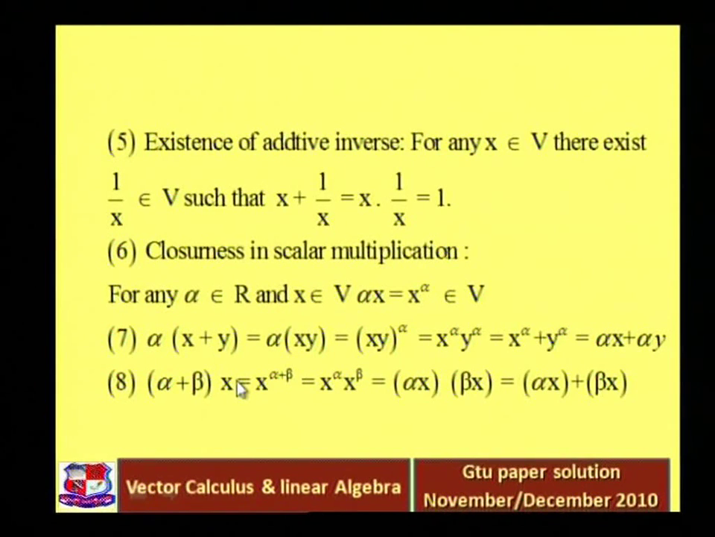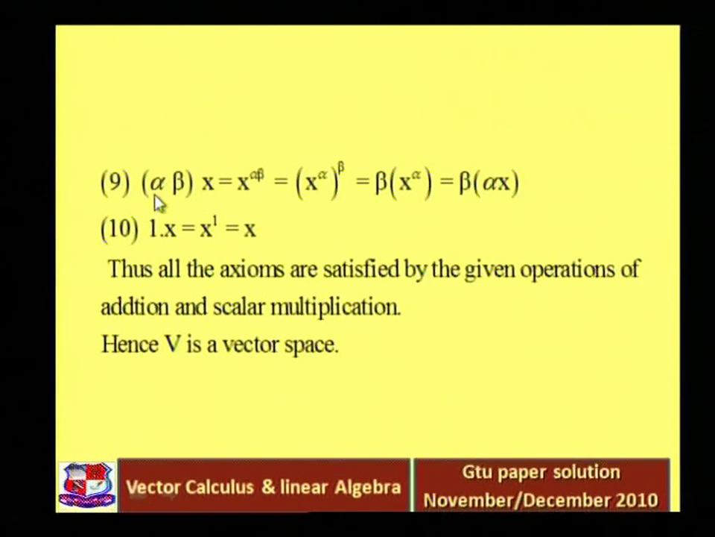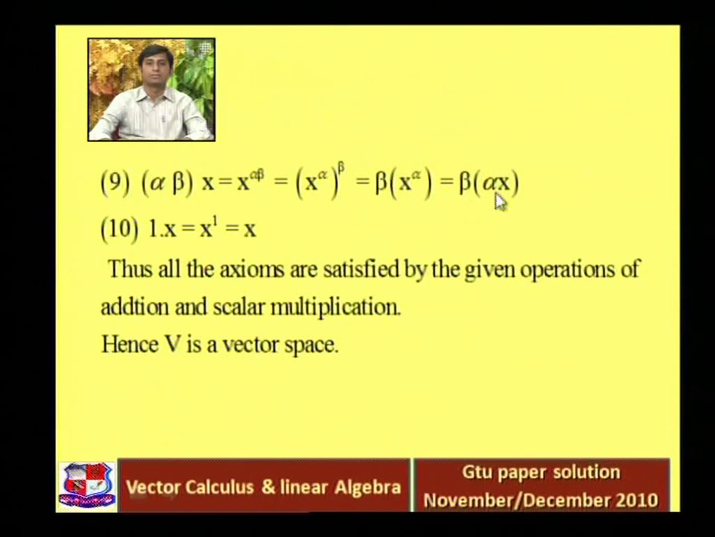The 9th one is (αβ)x, that is equal to x^(αβ), that is equal to (x^α)^β, that is equal to β(x^α), and that is equal to β(αx). So (αβ)x is equal to β(αx).